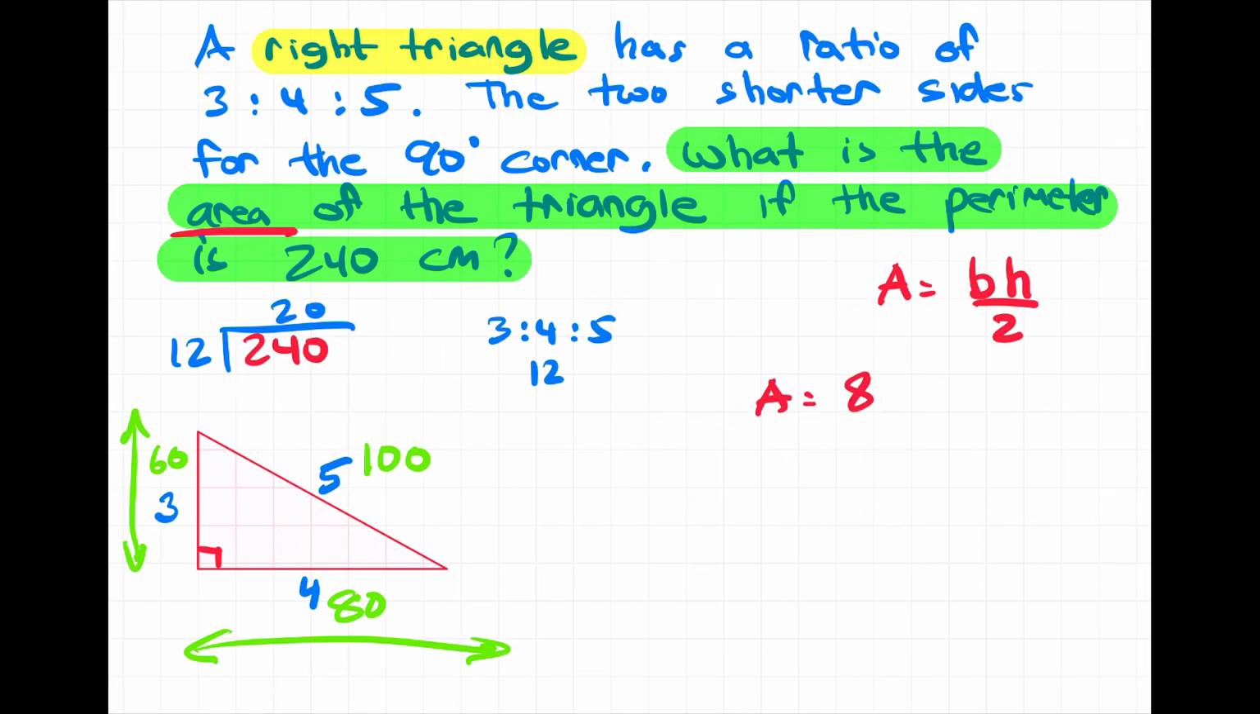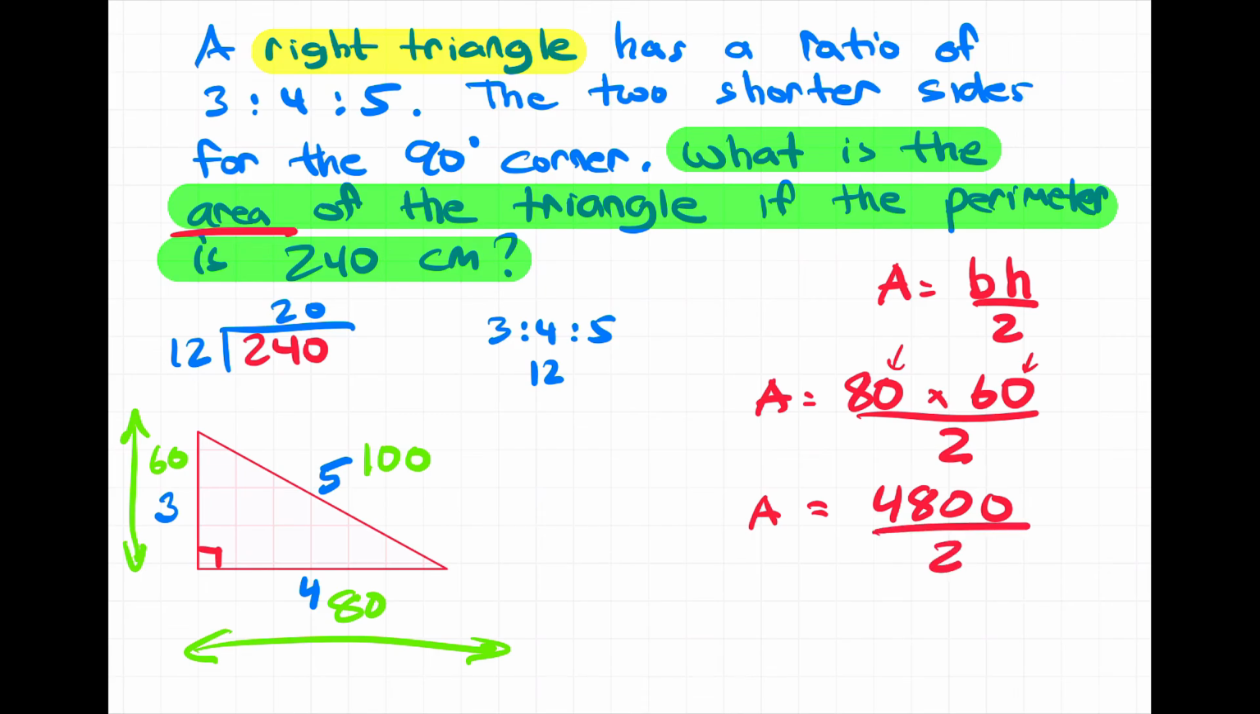The base was 80 and the height was 60, so we're going to multiply those together and then divide by 2. So 80 times 60, the easy way to calculate this is just 8 times 6 is 48, and we still have 2 zeros that we're just going to add right there. And don't forget to divide that by 2, and the area is going to be 2,400.